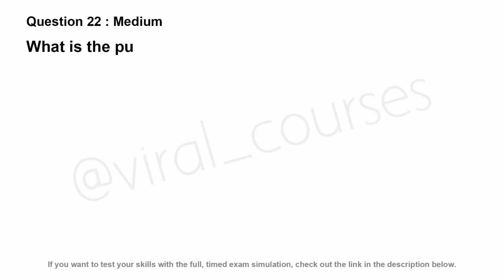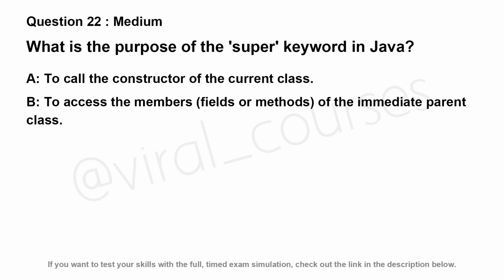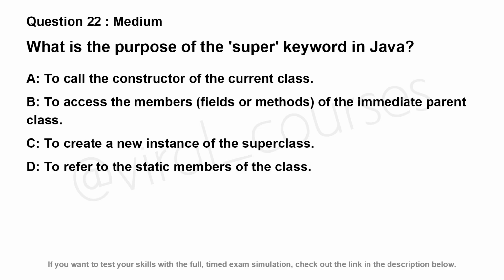What is the purpose of the super keyword in Java? Option A. To call the constructor of the current class. Option B. To access the members, fields or methods of the immediate parent class. Option C. To create a new instance of the superclass. Option D. To refer to the static members of the class.